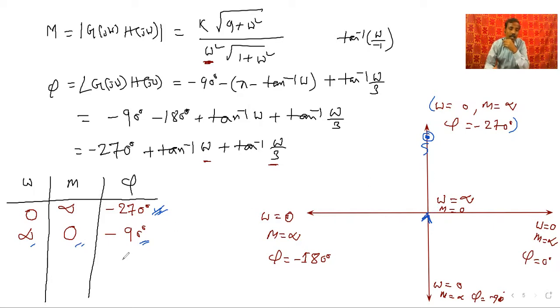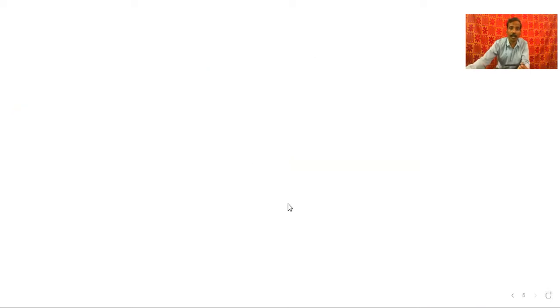Then calculate the intersection point on the minus 180 degree line. So put here phi equals minus 180 degree. What is the value of omega? Then calculate M. So first write down the equation and put 180 degree. So phi equals what?